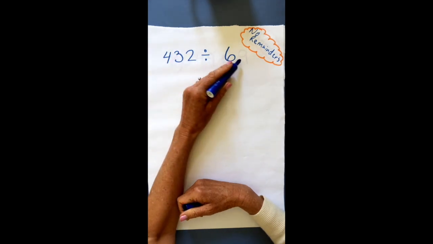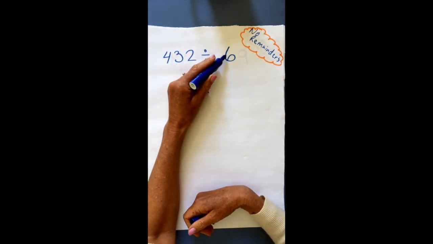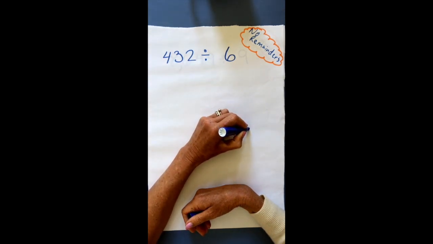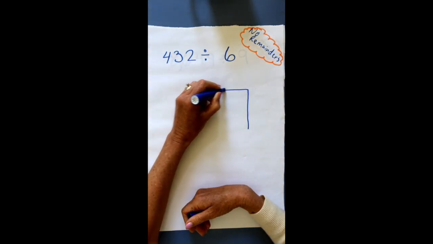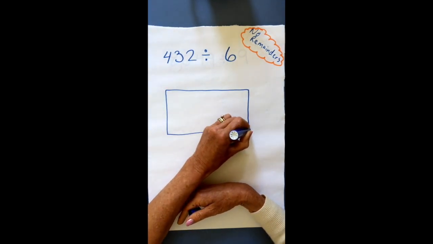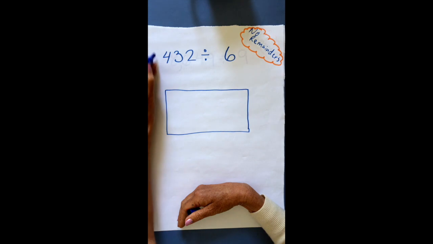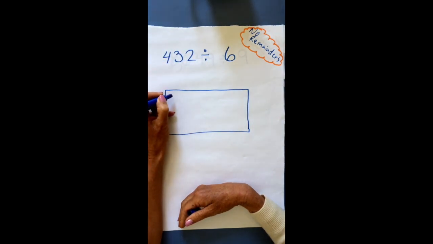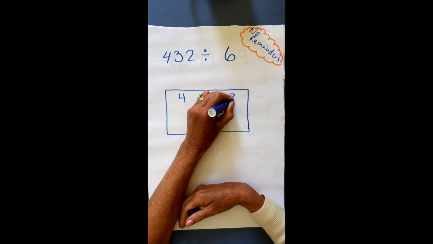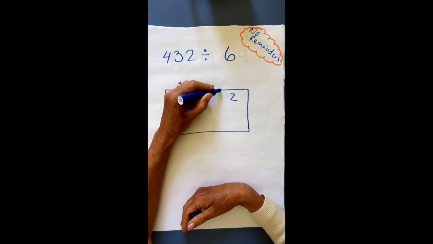Let's say you get a problem like this, 432 divided by 6. The first thing you do with the box method is you make a box. Then I'm going to put the dividend in the box. So the first number always goes first. So I write 432. And now I'm making a place value chart.